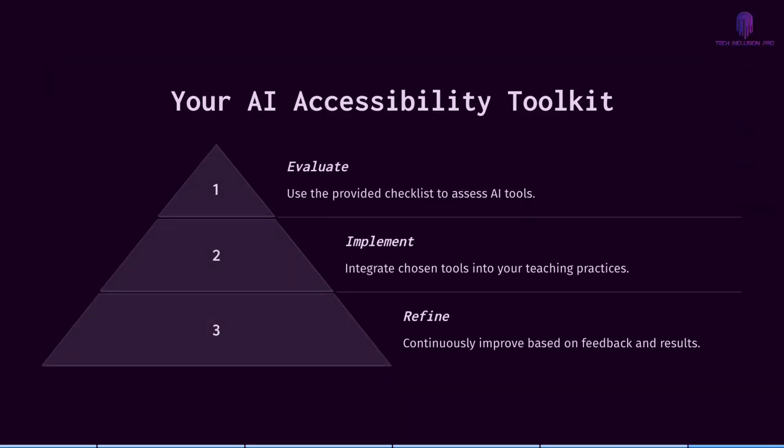So then as you're building your own AI accessibility toolkit, right, how do you evaluate and use provided checklists to assess AI tools? How do you implement and integrate those chosen tools into your teaching and training practices? And how do you refine those tools to continuously improve based on the feedback and results that you get?